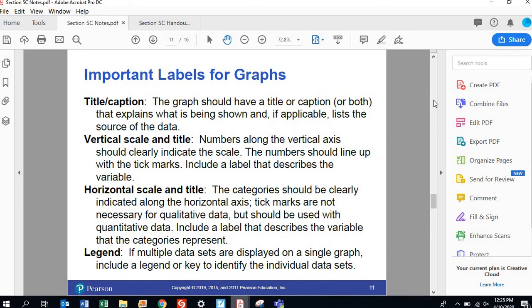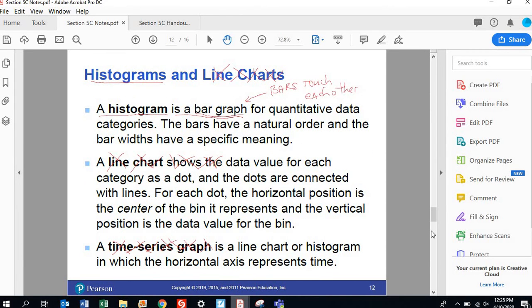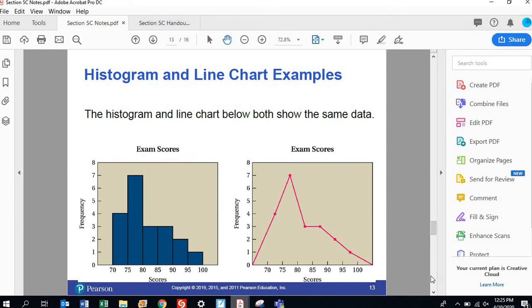Okay, so notice up here, these bars are long and thin. For a histogram, the bars are going to be fat and touching each other. Okay, so here's an example of a histogram. See how they touch each other? And so what does this mean? This is the number of people that got from 70 to 74. This is the number of people that got from 75 to 79. And I'm going to want you to label the classes better than this. I'm going to want you to say 70 to 74, not just 70, right? And then this class is 75 to 79, etc.